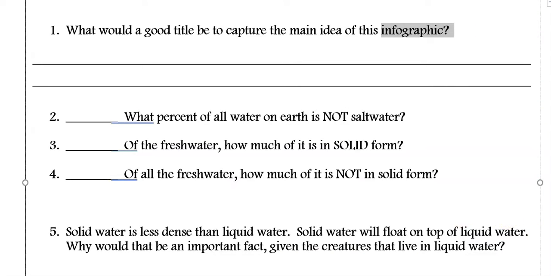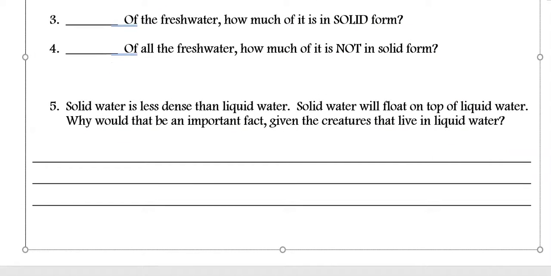Number 5 then asks you to think a little bit further with this information. So solid water is less dense than liquid water. Solid water will float on top of liquid water. So the first sentence explains why the second sentence is true. The next question is, why would that be an important fact given the creatures that live in liquid water?